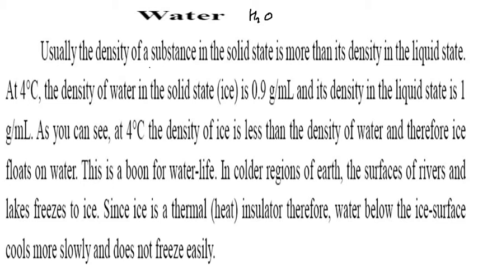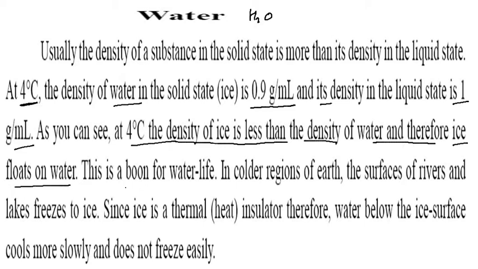Usually the density of a substance in the solid state is more than its density in the liquid state. But at 4 degree C, remember this one, the density of water in solid state, ice, is 0.9 gram per ml. And its density in the liquid state is 1 gram per ml. So it is amazing. As you can see, at 4 degree C the density of ice is less than the density of water, and therefore ice floats on the water. This is a boon of water.